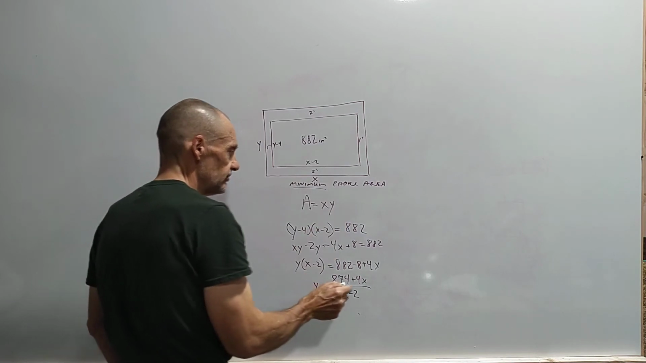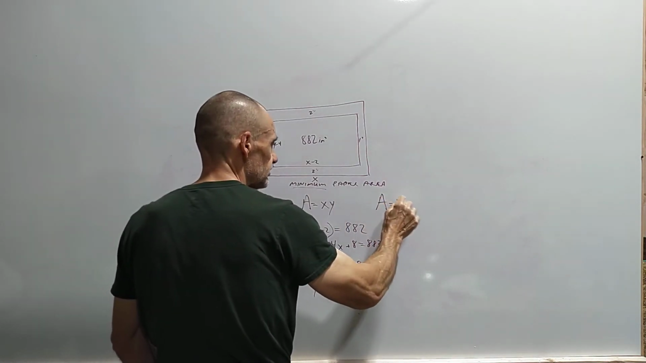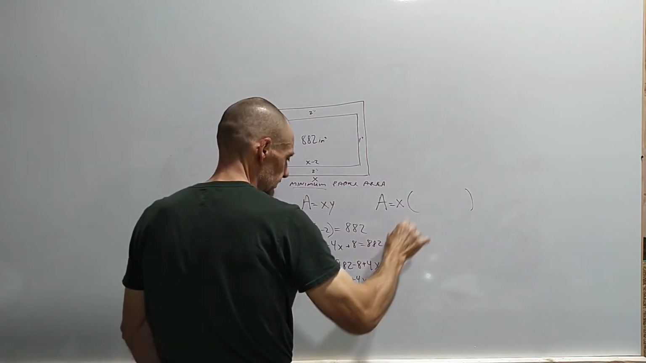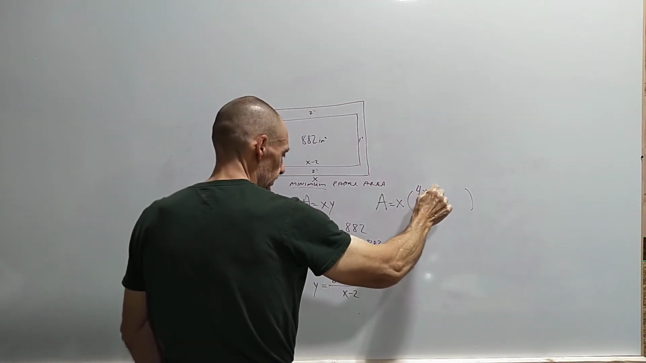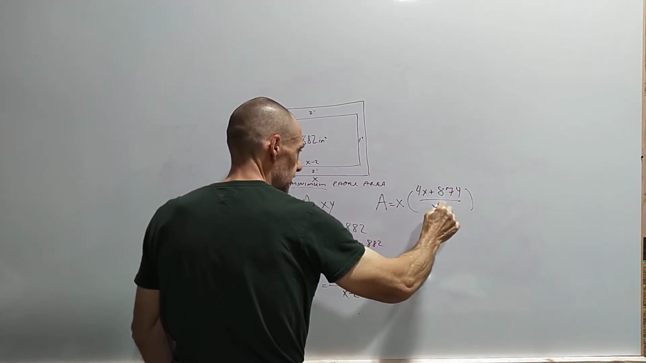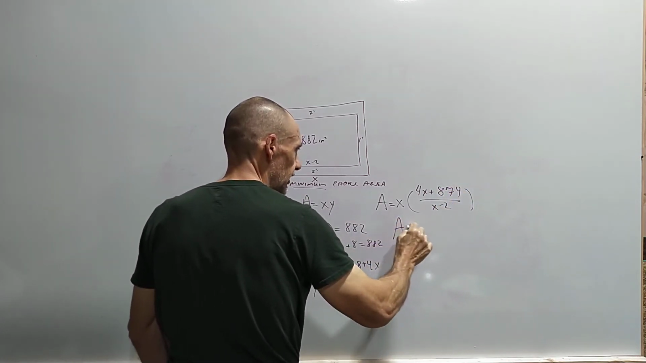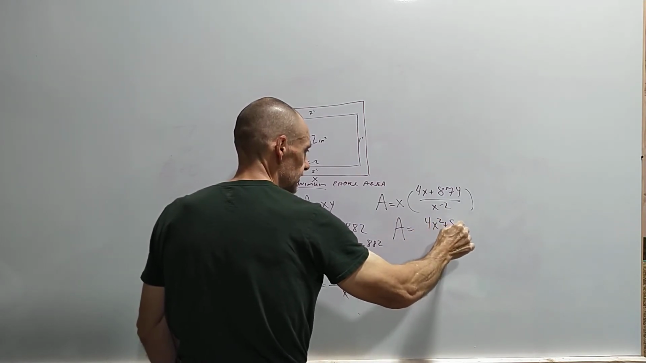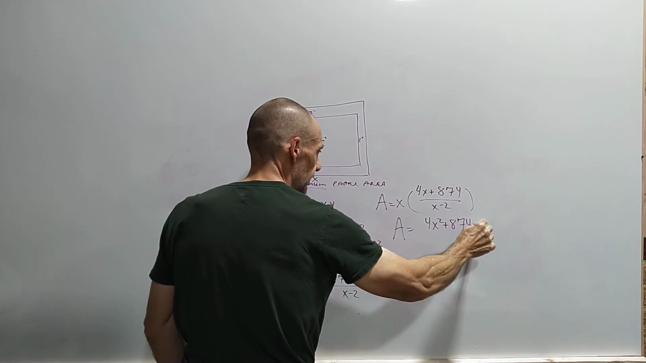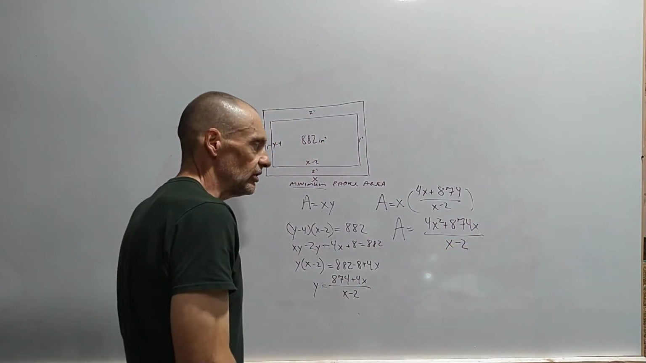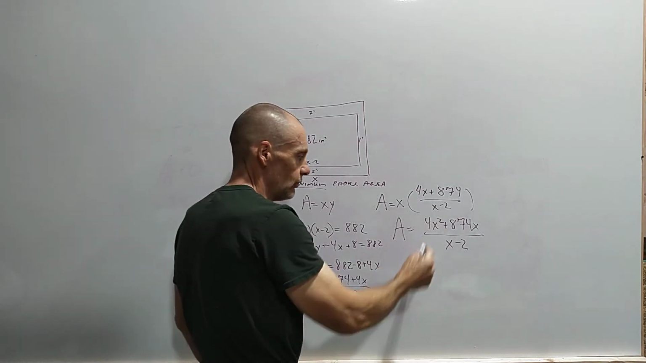Plug that in here to our objective function, so we get A equals xy. So y is 4x plus 874 over x minus 2, so A equals 4x squared plus 874x over x minus 2. So we're going to take the derivative of this using quotient rule.